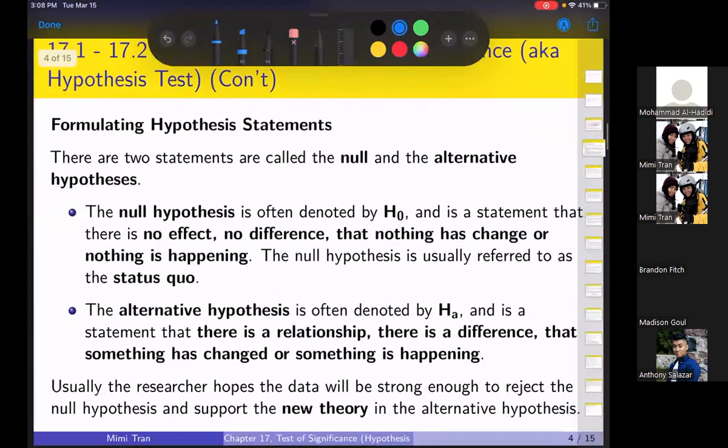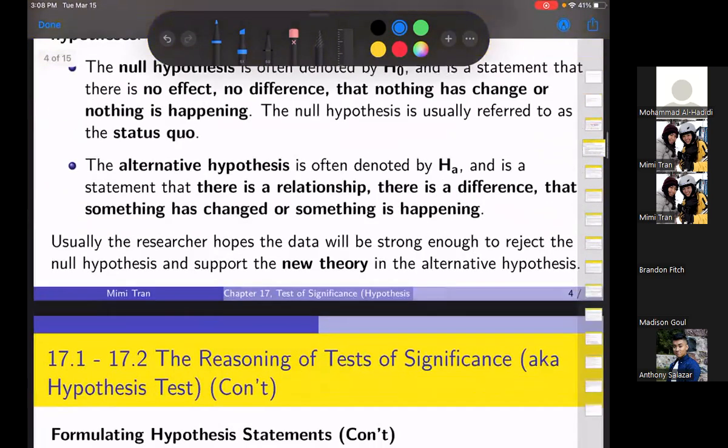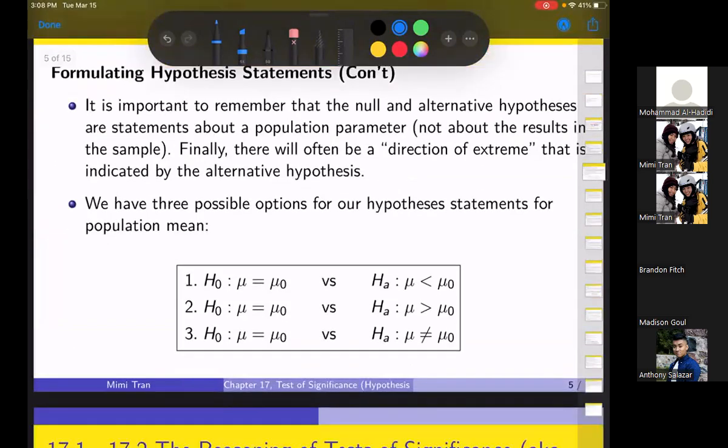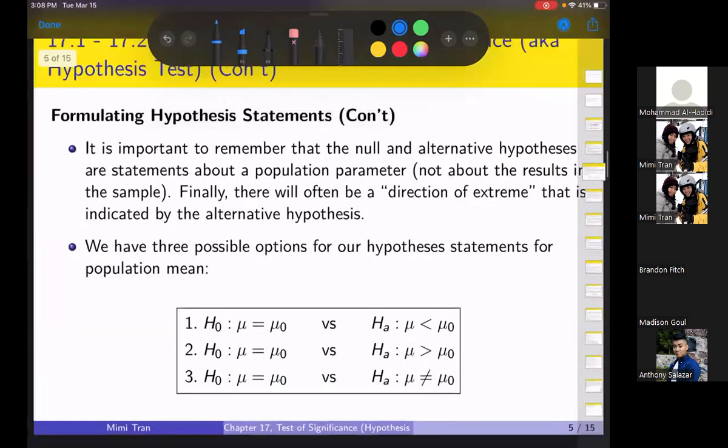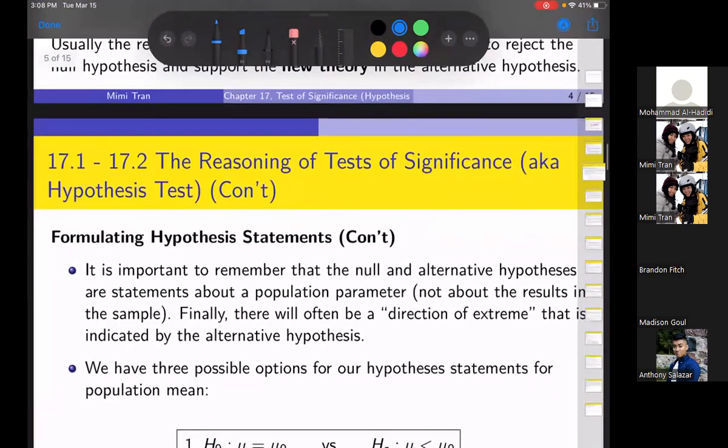That's your second slide. The null hypothesis is often denoted H naught, and it's the statement saying no effect, no difference, nothing has changed, nothing's happening, so it's boring. H naught is boring. If you see the next slide, H naught is all equal, mu equals mu naught. That's basically the status quo, right?